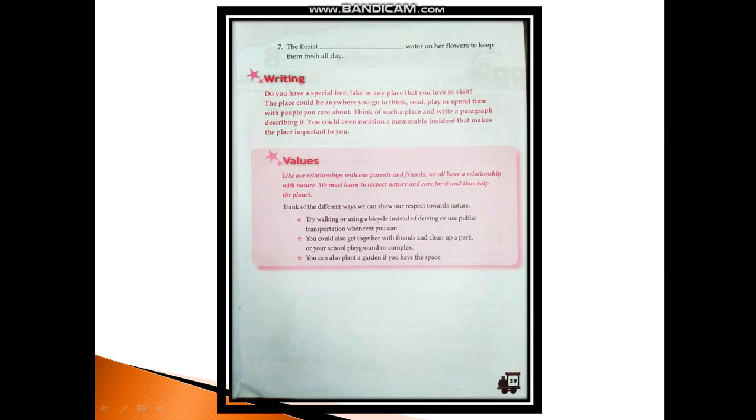Second is, you could also get together with friends and clean up a park or your school playground or complex and thus help in the Swachh Bharat mission. And thirdly, you can also plant a garden if you have the space. So these are a few ways in which you can help nature bloom.